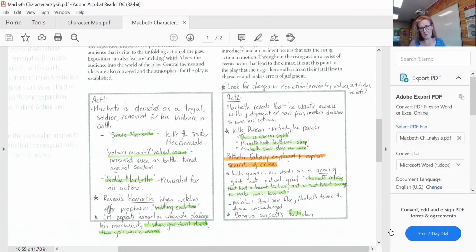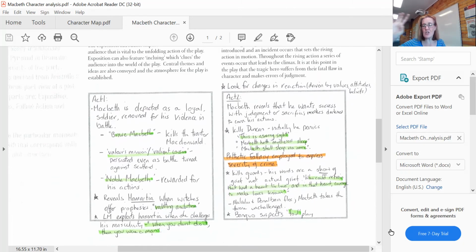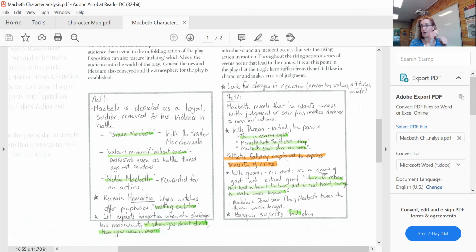Okay, so key thing in Act 2 then is that we're looking for changes in reaction. So rising action, if you have a look at the little boxes at the top there, the conflict is introduced, something occurs that sets it in motion. Well, we know that has happened already with the witches offering these prophecies, and the rising action leads to the climax. So we know that we should see an increase in tension, and often the increase in tension, of course, comes from the fact that we are challenging the status quo. So you are going to look for changes in reaction, because these are driven by a change in foregrounding of different values, attitudes, and beliefs.